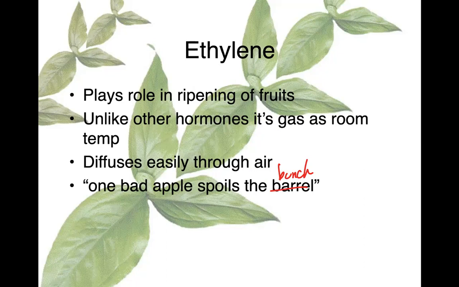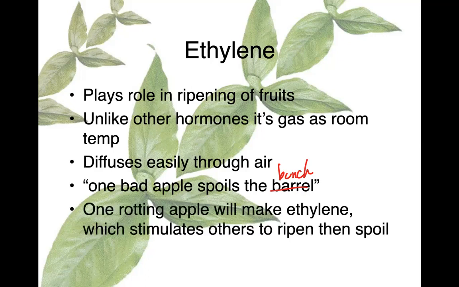It literally comes from the fact that when you collect apples, they are usually collected in bushel barrels, or these really big wooden baskets. If one of those apples is ripening, it is producing ethylene, and so it will cause all of the other apples to ripen. But in the same way, if it's rotting, it will also cause all of the other apples to rot as well. So one rotting apple makes ethylene, which stimulates the others to ripen and then spoil. That's literally describing one bad apple spoils the barrel, spoils the bunch.